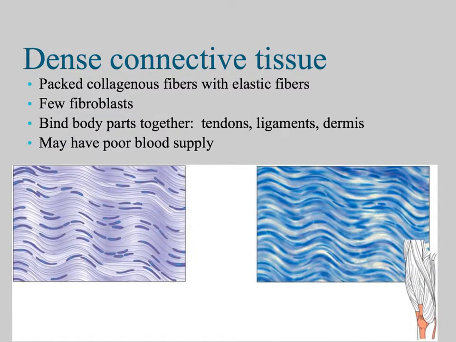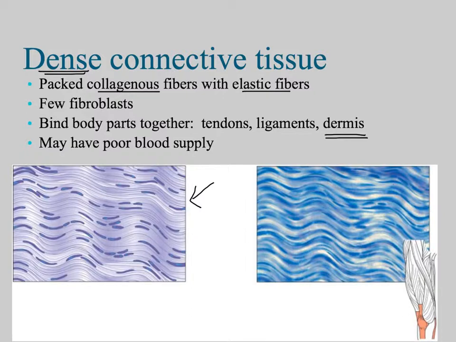Dense connective tissue, that tells you it's going to be packed with something, so it's packed with collagen and elastic. Not very many fibroblasts. You can see just looking at this diagram how they're sort of spread out. This is important for binding your body parts together. So underneath the epithelial tissue that forms your skin, you have a layer of dermis, and then you get down to the loose connective tissue that connects your skin to the underlying muscle layer. So there are several layers as you're moving through the skin down towards your muscle.